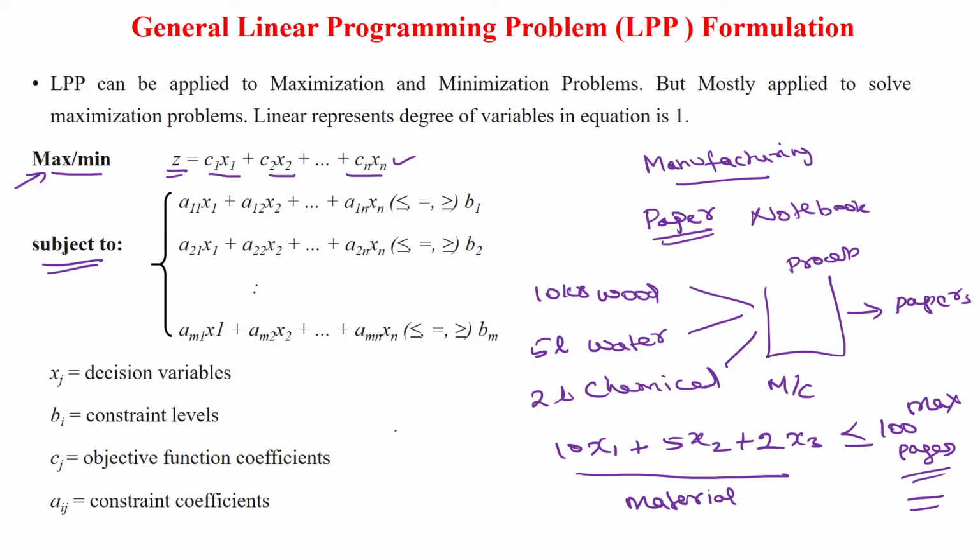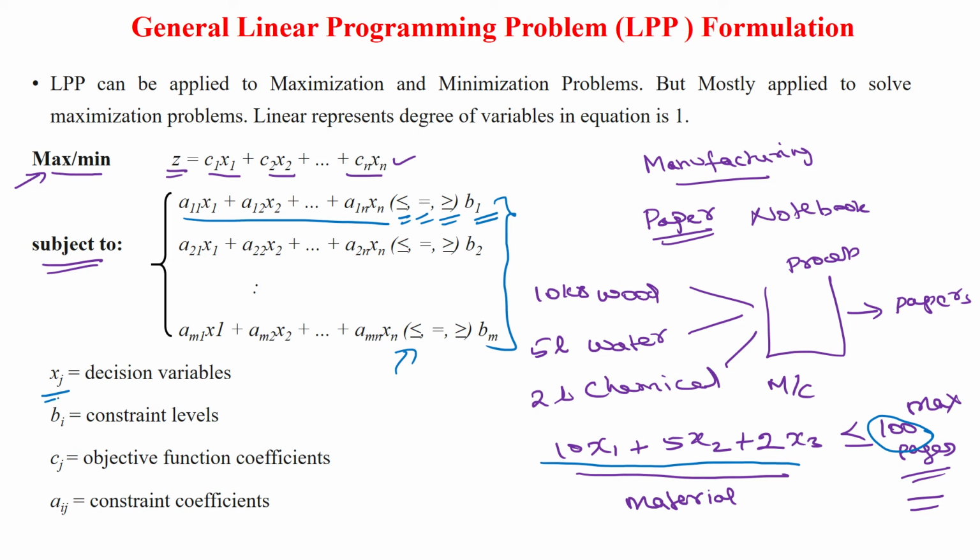Subject to the constraints, you can sometimes change the combination. The combination may be changed, with less than or equal to, equal to, or greater than or equal to some quantity. Whenever we are doing the manufacturing, the maximization function has to satisfy these conditions.